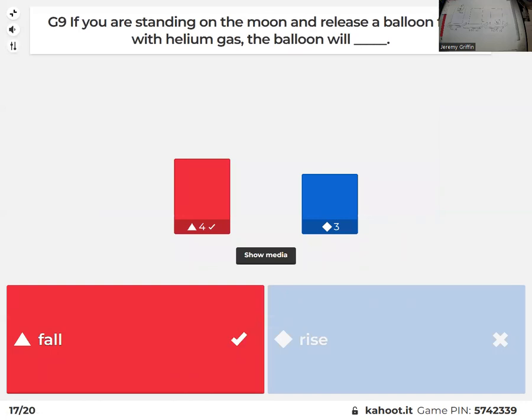Yeah, it'll fall down. Now, guys, helium balloon. Does a helium balloon have some weight, some gravity force acting on it? Yeah. Right. So if there's a weight, if there's a downward force, why does the helium balloon take off on Earth?